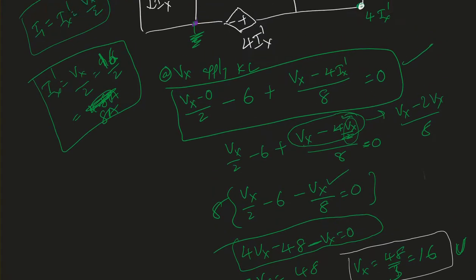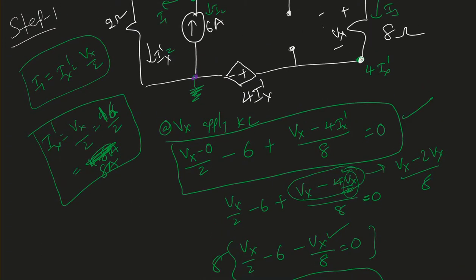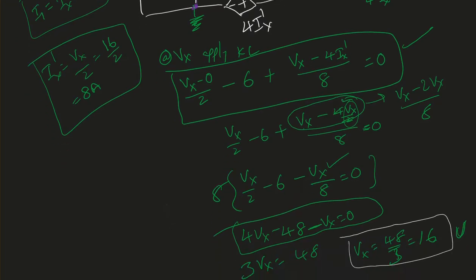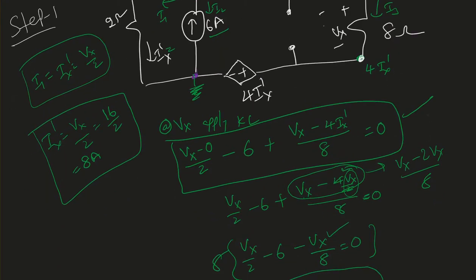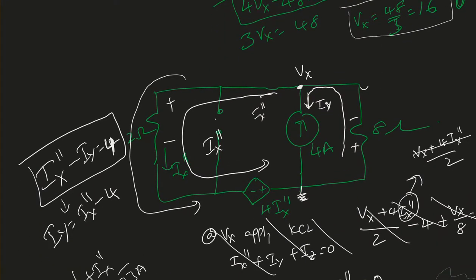But at the same time, our goal is finding Ix prime, which equals Vx over 2, which is 16 divided by 2, that is 8 ampere. So I found the current flowing through these 2 ohms because of the 6 ampere source. Now for the second one, I'm going to keep the 4 ampere source and replace the 6 ampere source with an open circuit.